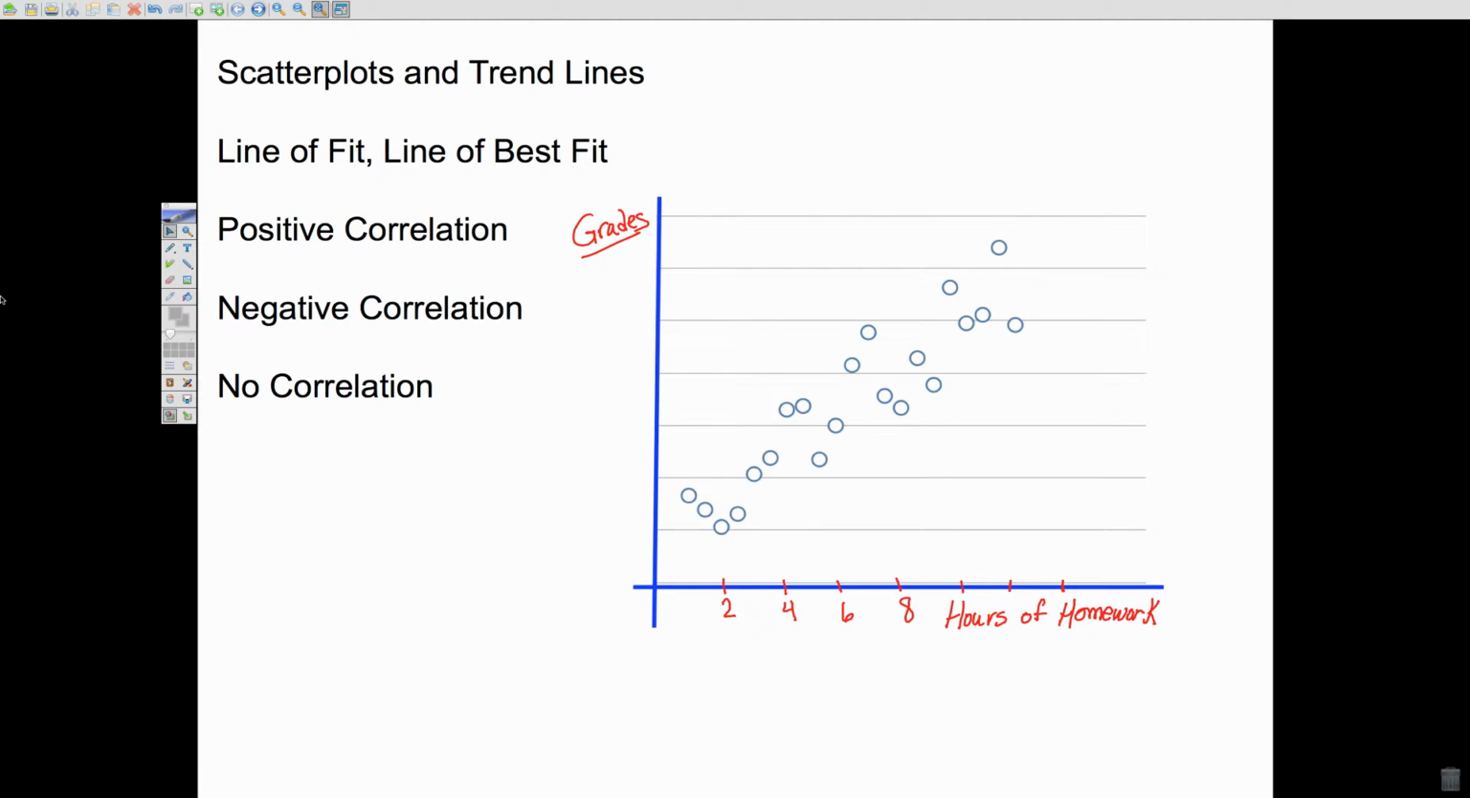I know that you've seen scatterplots before, but I'd just like to review quickly what the definition of a scatterplot is. A scatterplot is a graph of a table of data in which you're comparing two variables and you plot the data as ordered pairs.